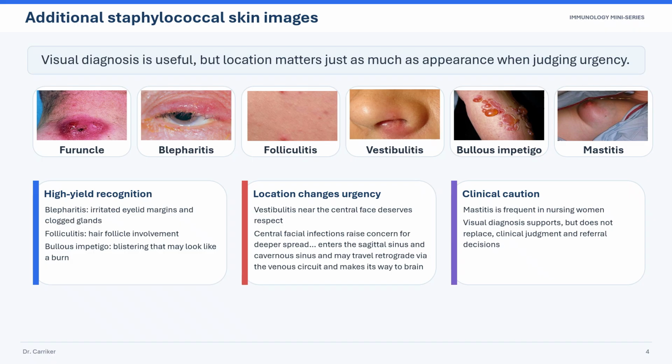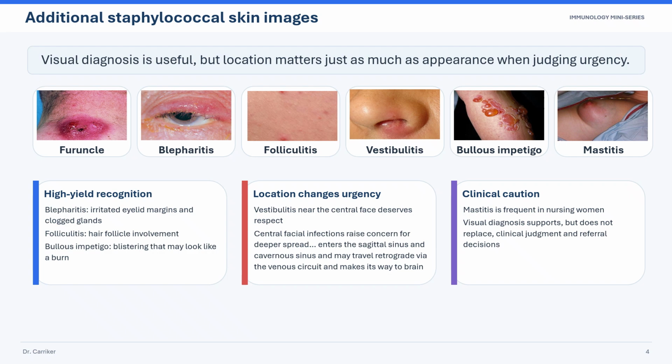Let's talk in a little bit more detail about vestibulitis. The vestibule in the house is where you walk in. It's the entryway. Well, vestibulitis here near the nose can be problematic. The concern is that the entry from here leads into the sagittal sinus and cavernous sinus, and infection can travel retrograde via the venous circuit and make its way into the brain.